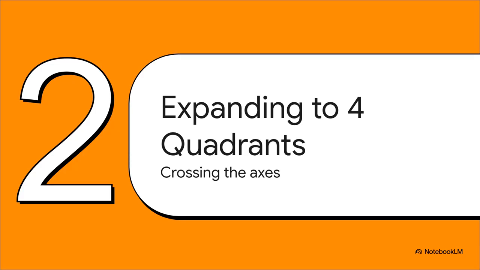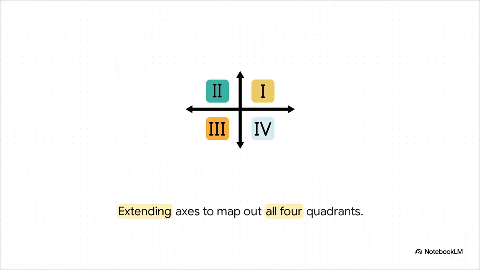Moving right along, let's dive into Section 2, expanding to 4 quadrants. Okay, this is where the magic really starts to happen for 6th graders. By simply extending that x-axis over to the left and dropping the y-axis down to include negative values, we suddenly bust wide open quadrants 2, 3, and 4. The coordinate plane goes from being this little cozy corner of their paper to a vast 4-part grid. And this directly targets standard 6.NS.6, which is all about understanding rational numbers as points on this expanded plane.